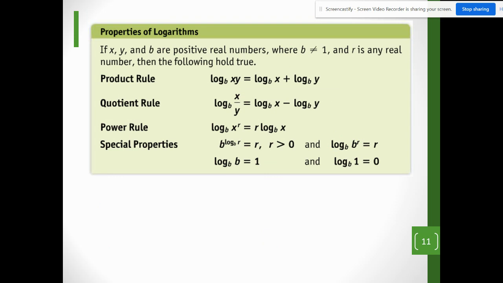All right, so these are the rules that were given. If it's given in multiplication, you can split it as an addition of 2 logarithms. The quotient rule is if it's given to you as 1 logarithm and there's a fraction, there's a division, you can split it as a minus of 2 logarithms. The power rule said the exponent comes to the front. And we have obviously our special cases.